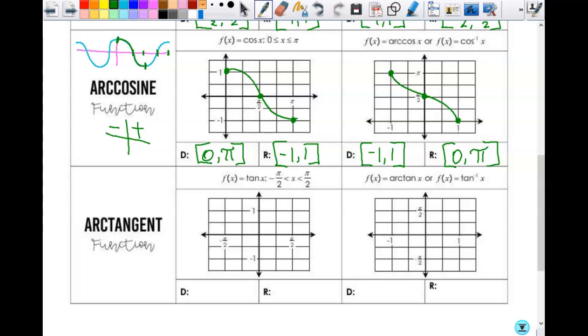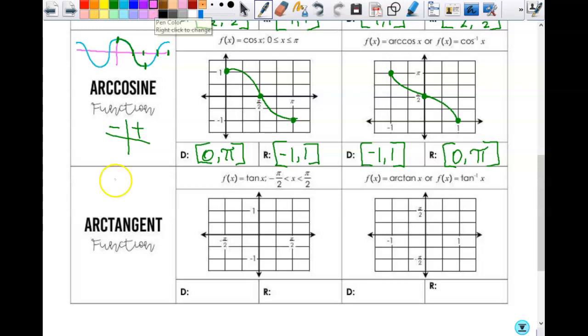So notice for cosine, when you take the arc cosine, you're never going to give a negative angle measure. That doesn't make any sense. For sine or arc sine, you have to because you're going from negative pi halves to pi halves. Okay, we good? All right, let's look at tangent.